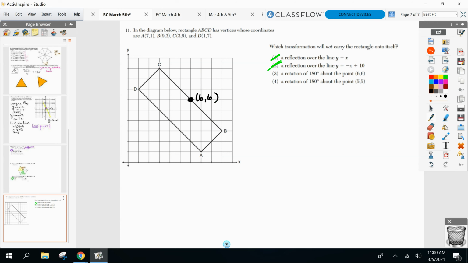Where's B going to go? To C. No problems. You ready? Everyone with me so far? Because here it comes. Where's A going to go? Somewhere. Not to D, right? Because take a look. A would be somewhere 180 degrees is a straight line, so it's going to be somewhere over here. A prime is going to be somewhere over here if I go on the other side of 6, 6, 180 degrees. And the same thing applies to D, doesn't it? Okay, so that will not carry it onto itself, because A prime and D prime would land on different spots.